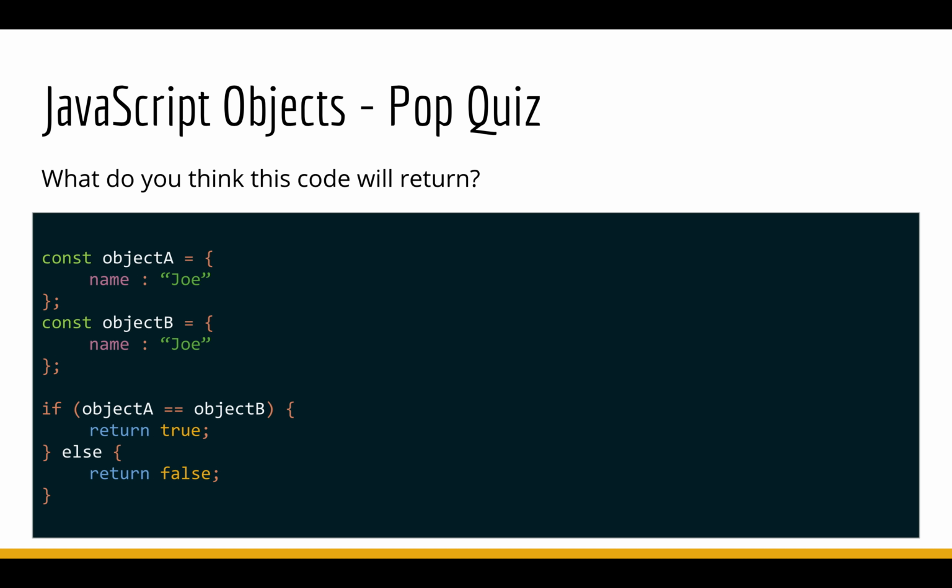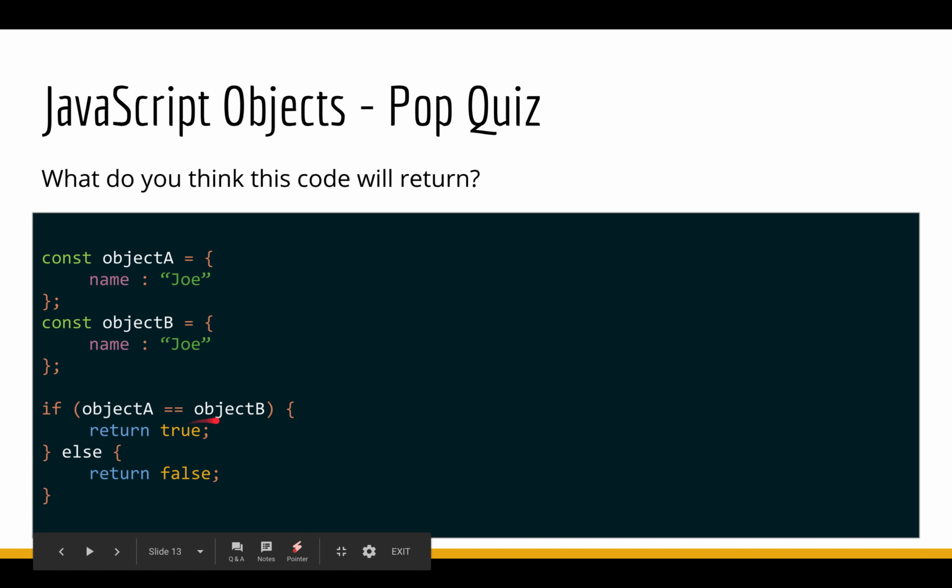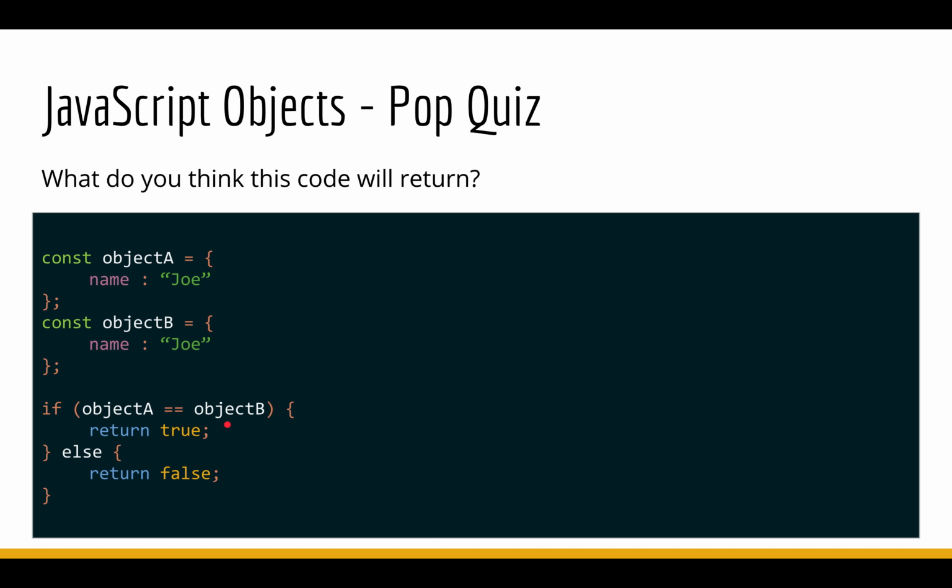Okay, now a little bit more on this pop quiz. What do we think is going to happen here? We've created object A with the attribute name and object B with the attribute name and set them both equal to Joe. So if we run this code down here, if object A equals object B, return true, else return false, what do you think is going to happen? Take a second, think about it. You can always pause the video if you need a little bit more time. The answer is that this is going to be false.